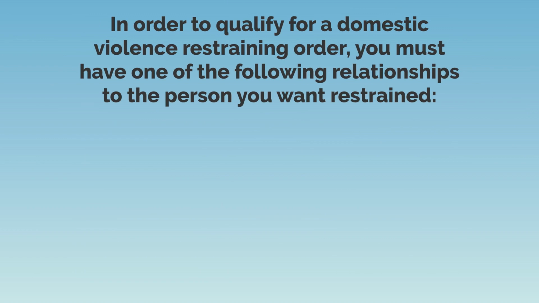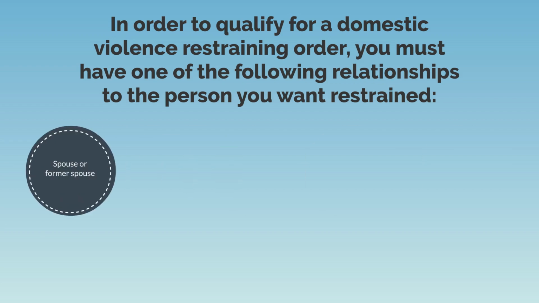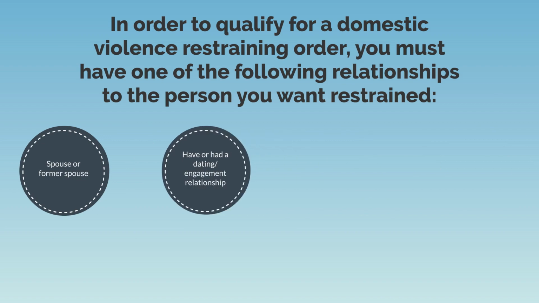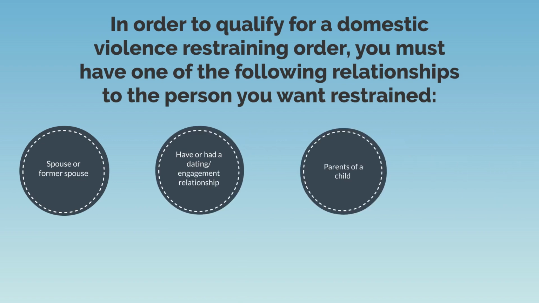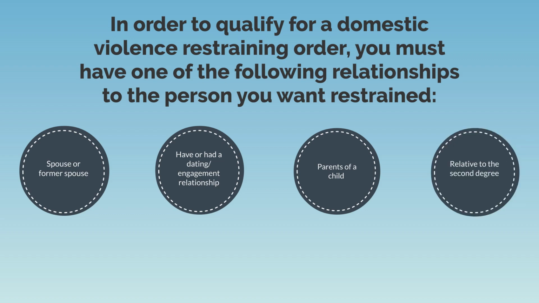In order to qualify for a domestic violence restraining order, you must have one of the following relationships to the person you want restrained: spouse or former spouse, have or had a dating/engagement relationship, parents of a child, relative to the second degree, such as your mother, father, brother, sister, paternal and maternal grandparents.